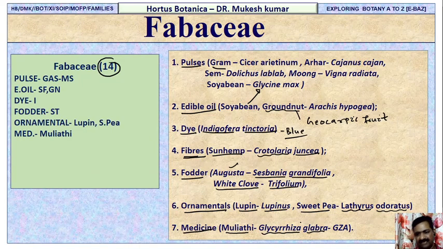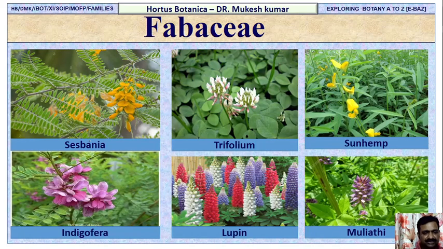They have a very good medicine for the stomach problem. In the plant, a specific chemical is glycyrrhizic acid, GZA. This is very important for the medicinal use. Right? So this is the family. See, this is your Sesbania. You can never forget how beautiful flowers they have, Sesbania. Then Trifolium. Yes, these are the Trifolium. But both are used as what? Yes, my dear, for the fodder.